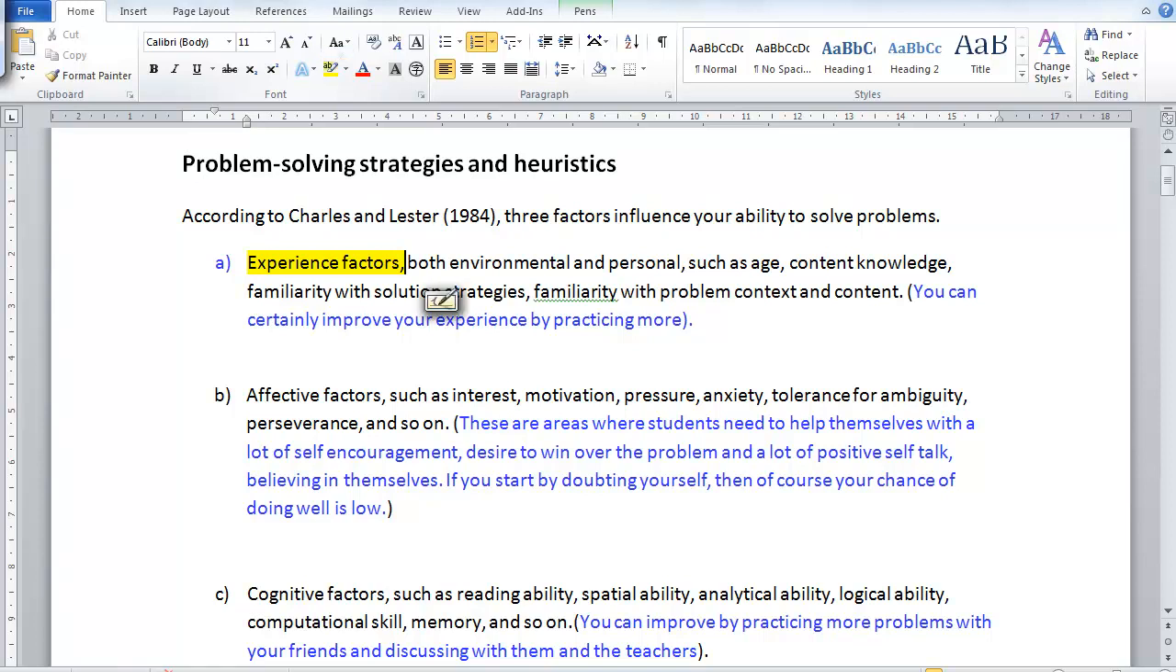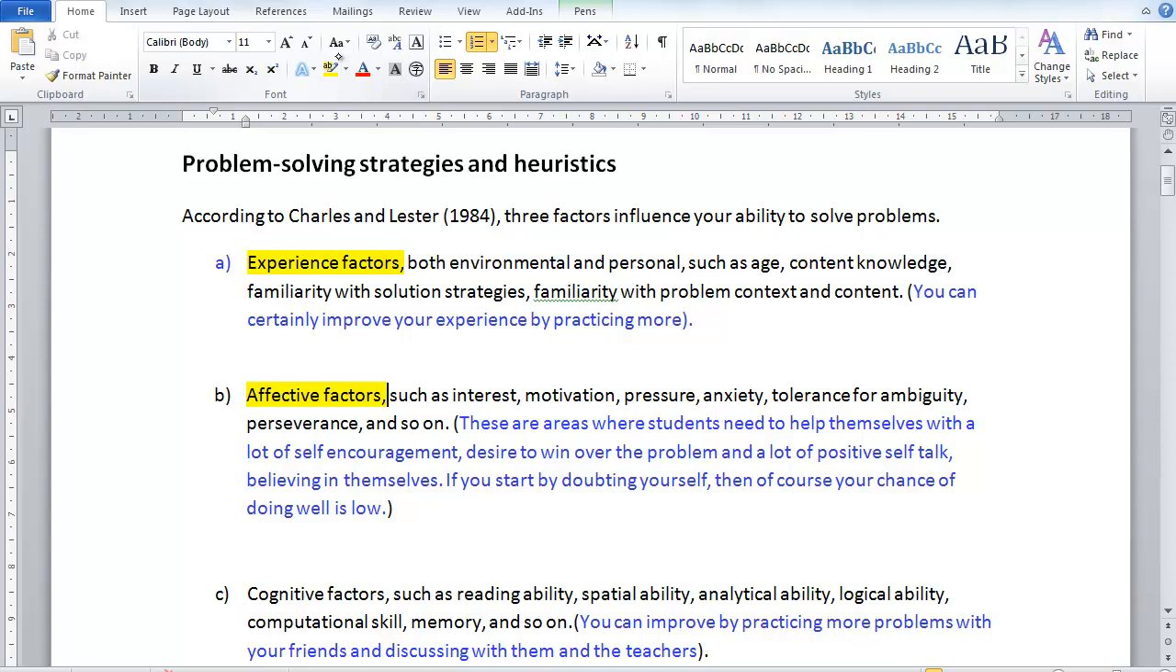Your problem solving ability also depends very much on your affective factors, such as your interest, your motivation, your pressure. For example, some students can't solve problems in the exams because they can't manage the reaction to pressure and anxiety. The tolerance for ambiguity, for example, certain questions may not be so well defined, so how comfortable are we with that? Your perseverance and so on.